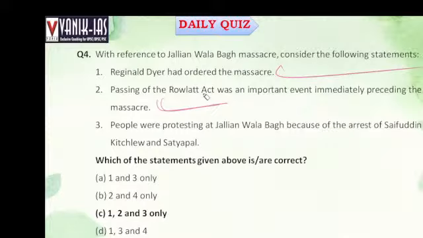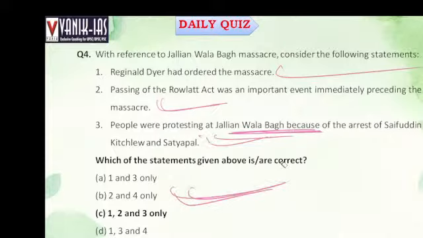People were protesting at Jallianwala because of the arrest of Saifuddin Kitchlew and Satyapal because of the Rowlatt Act. What is the Rowlatt Act? It mandates that Indian people can be jailed without trial. So they were protesting the arrest of Saifuddin Kitchlew and Dr. Satyapal, and they were massacred in Jallianwala. So all three options are right options. 1, 2, 3, all are right. Then the next question.